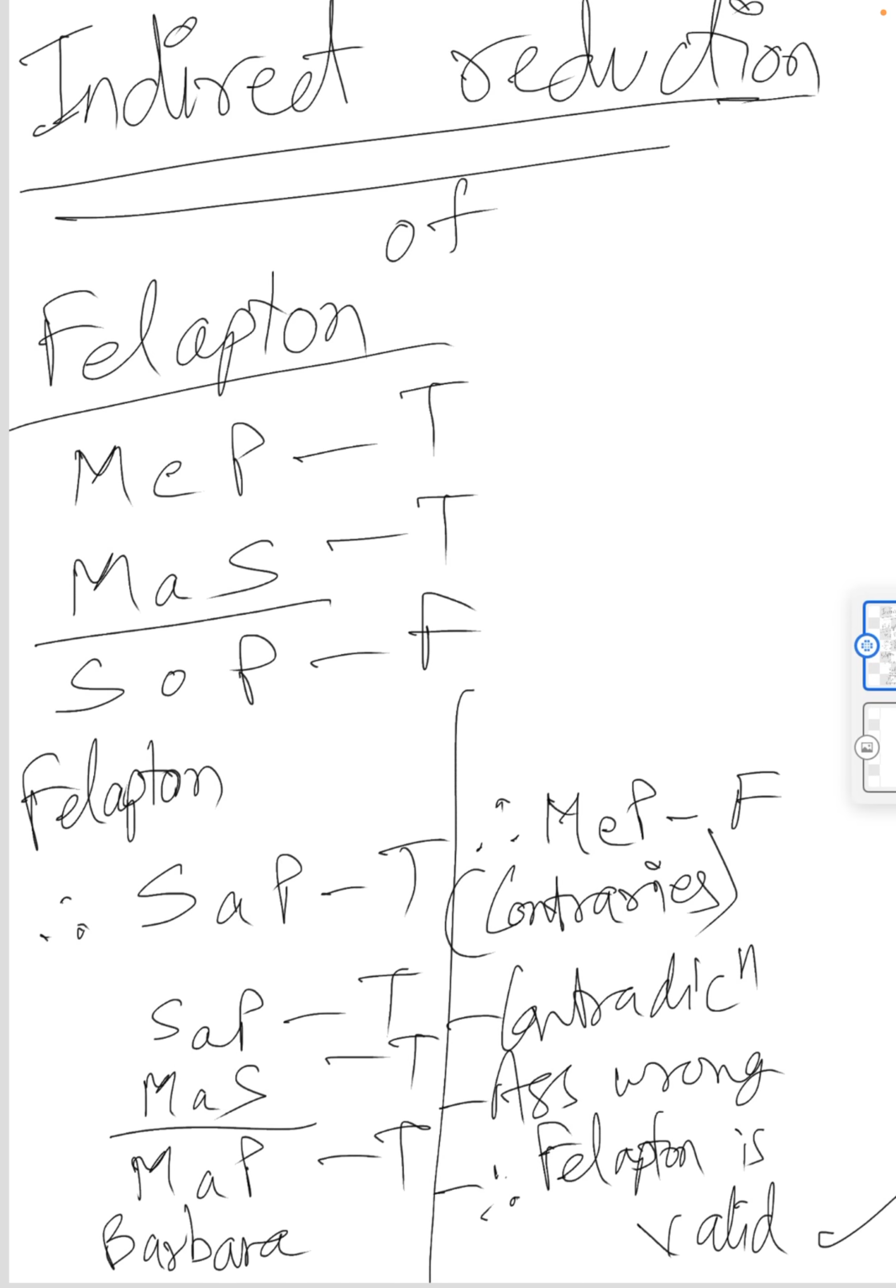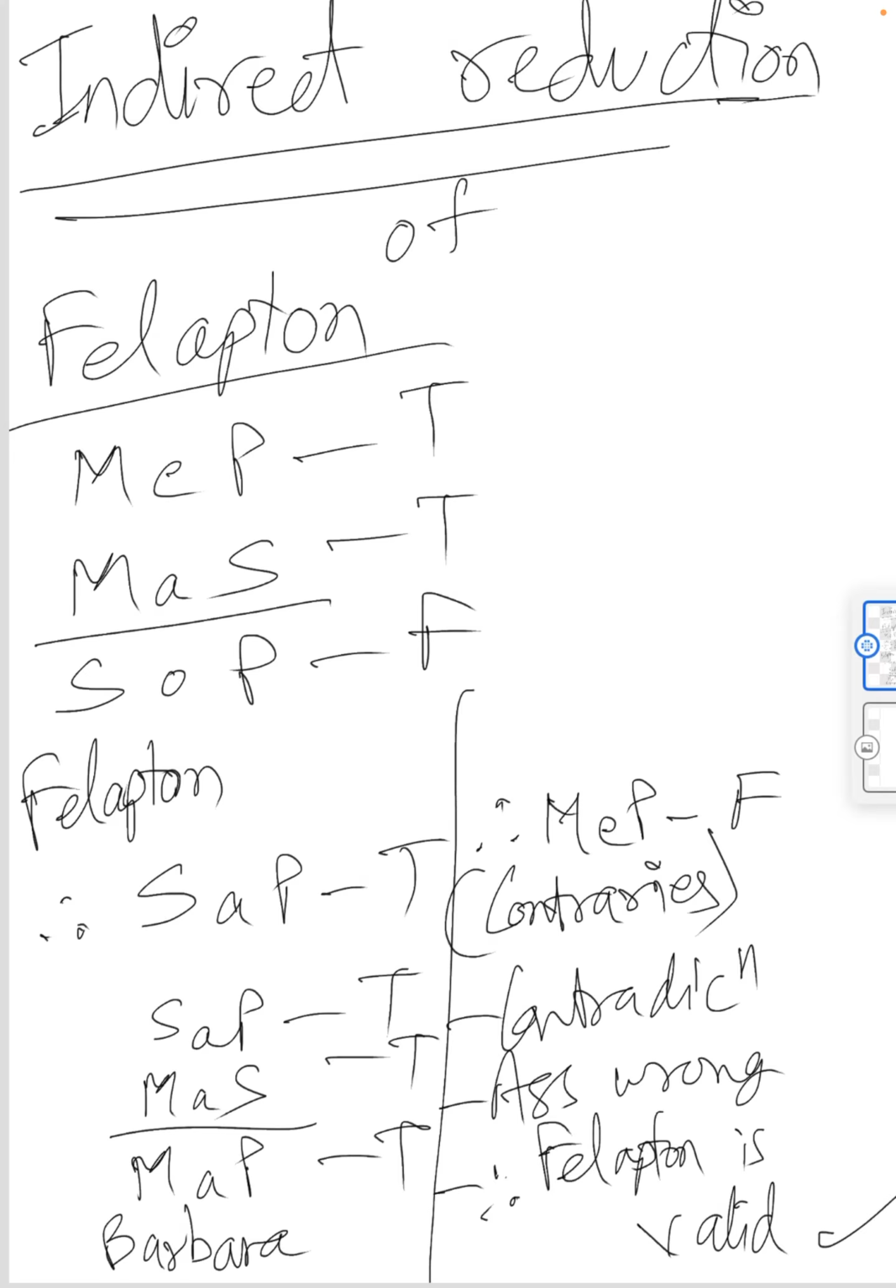Let's see the last one, indirect reduction of Felapton. In Felapton, if you don't know it, then revise. If you read it once or practice a bit, you will remember it. Felapton is the third figure, so the middle term will be the subject in both premises. In Felapton you have E, A, and O. So E, A, and O.